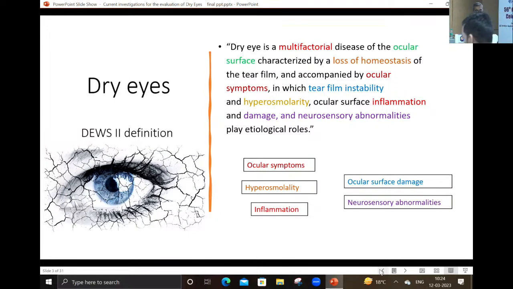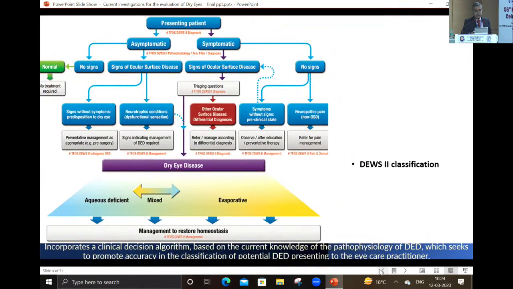The dry eye definition keeps on evolving, and what we are using now is the DUCE-DUE classification and the definition as per 2017. We all know it's a multifactorial disease where there is loss of homeostasis of the ocular surface as well as the tear film due to multiple reasons that are stated here. They have come up with a clinical decision algorithm in which they have given much importance to the symptoms as well. So we are dealing with patients who are asymptomatic with signs as well as symptoms with no signs.